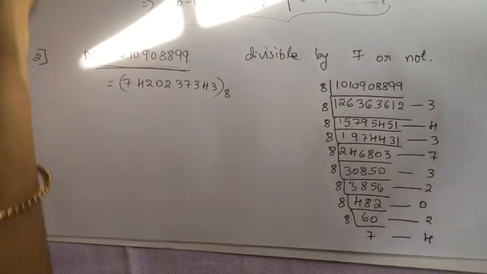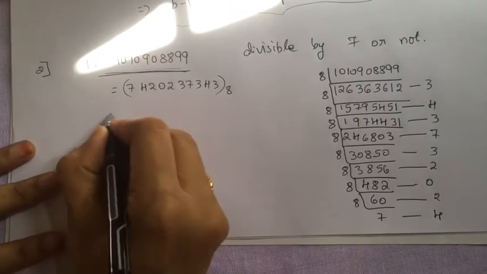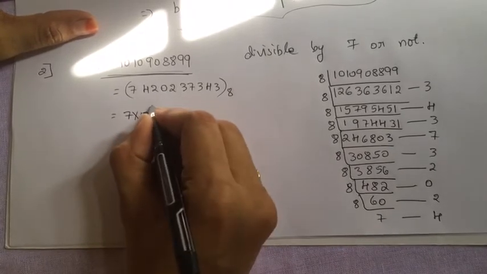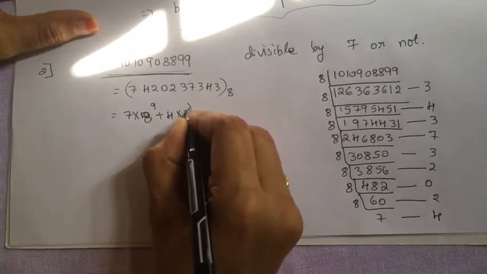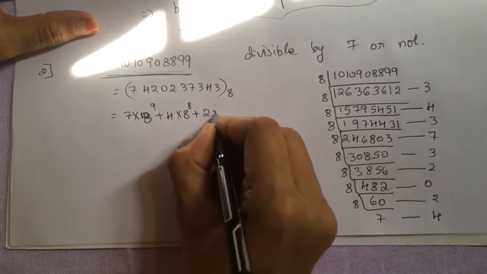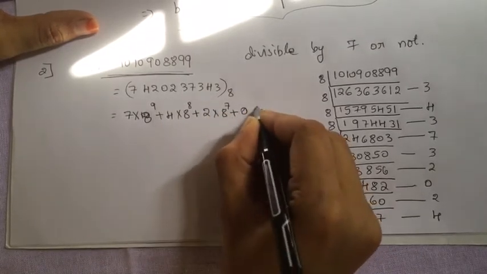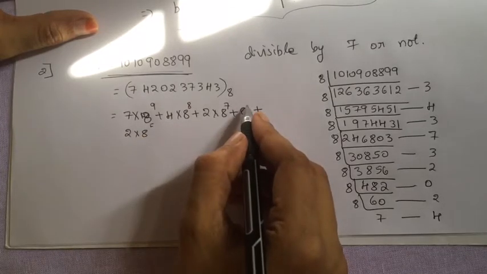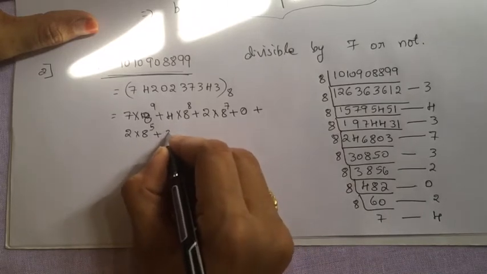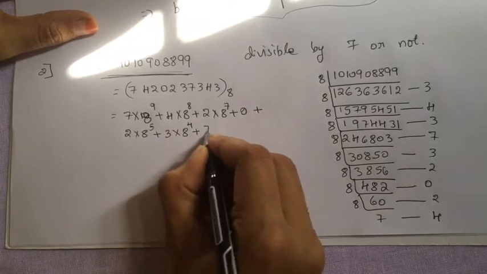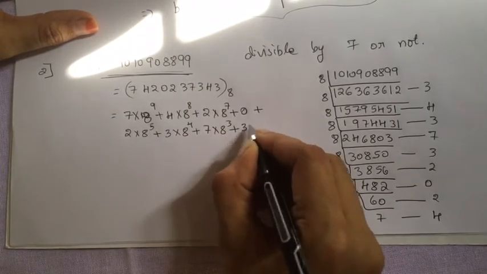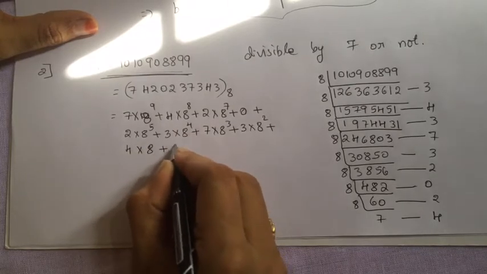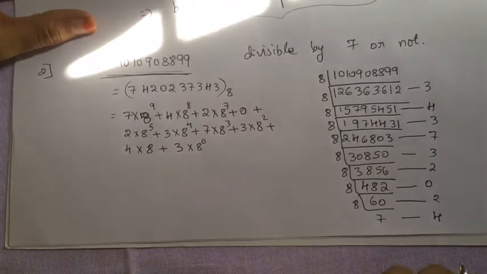And the expansion is the same as writing n equal to 7 into 8 to the power 9 plus 4 into 8 power 8 plus 2 into 8 power 7, plus 0, plus 2 into 8 power 5, then plus 3 into 8 power 4 plus 7 into 8 power 3 plus 3 into 8 power 2 plus 4 into 8 plus 3 into 8 power 0, that is 1, in fact. This is the expansion.